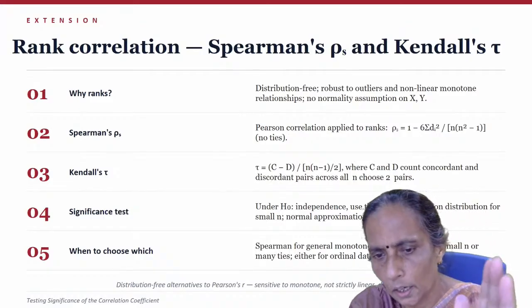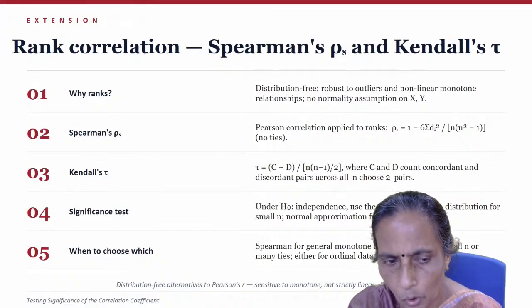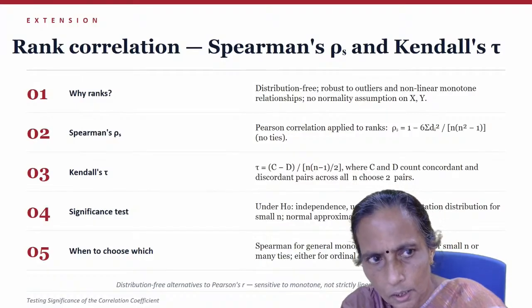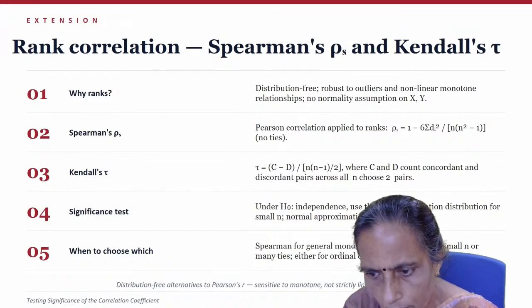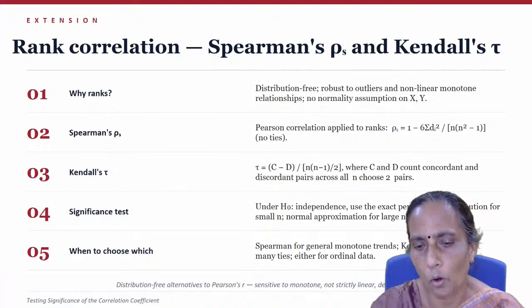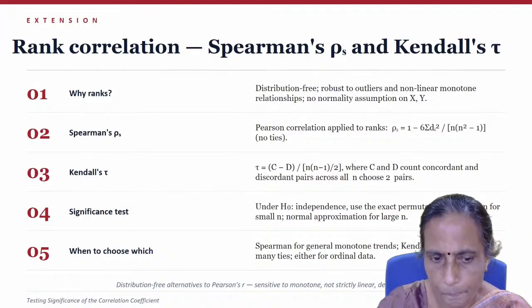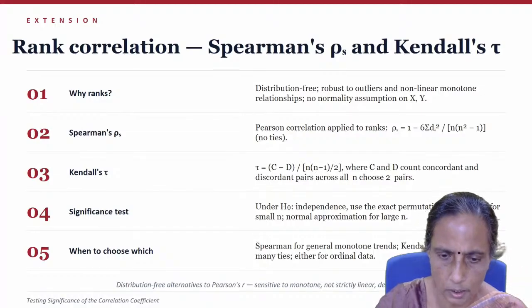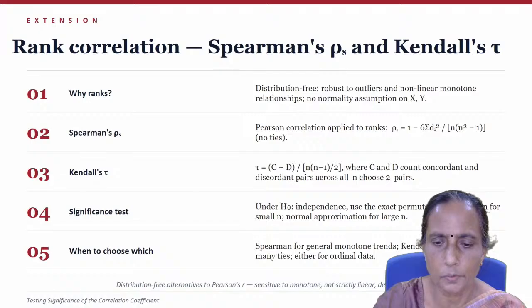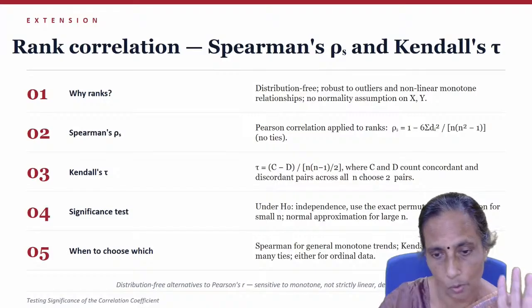So significance test under null hypothesis of independence: use the exact permutation distribution for small n, normal approximation for large n, if you are considering rank correlation. When to choose which? Spearman for general monotone trends and Kendall for small n or many ties, either for ordinal data. So it is a distribution free alternative to Karl Pearson's correlation coefficient, sensitive to monotone and not strictly linear dependence. This is your rank correlation.